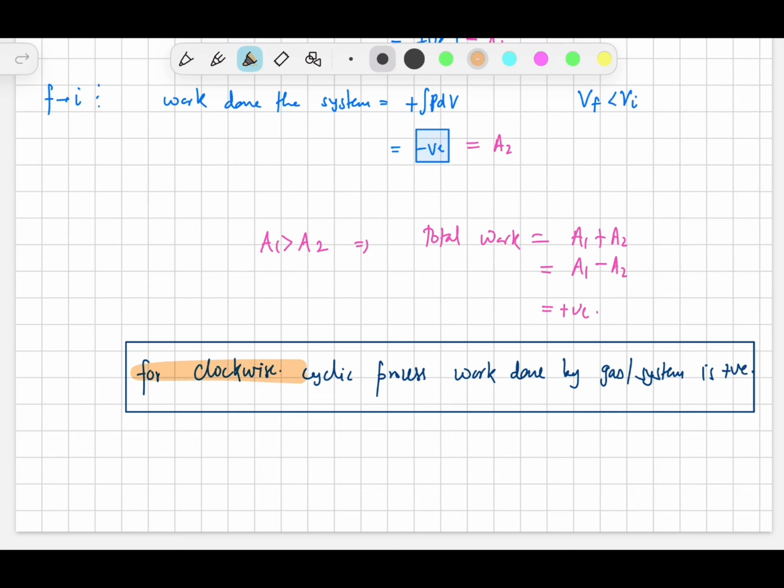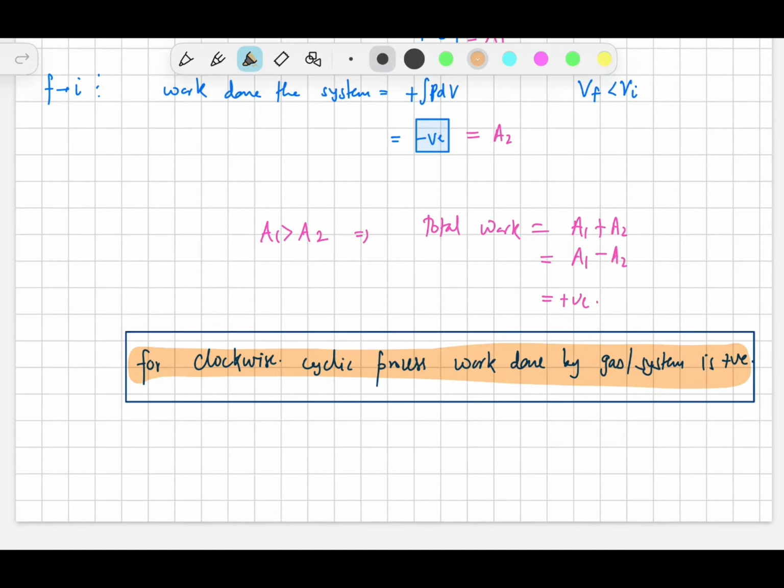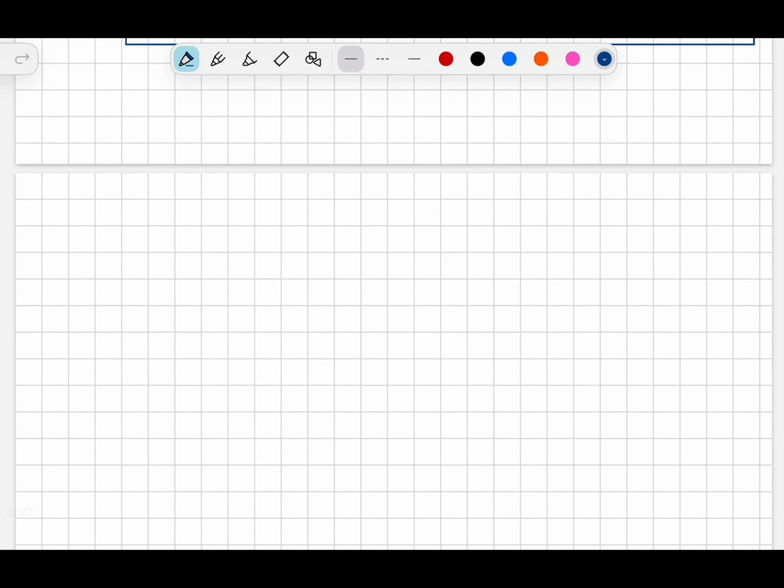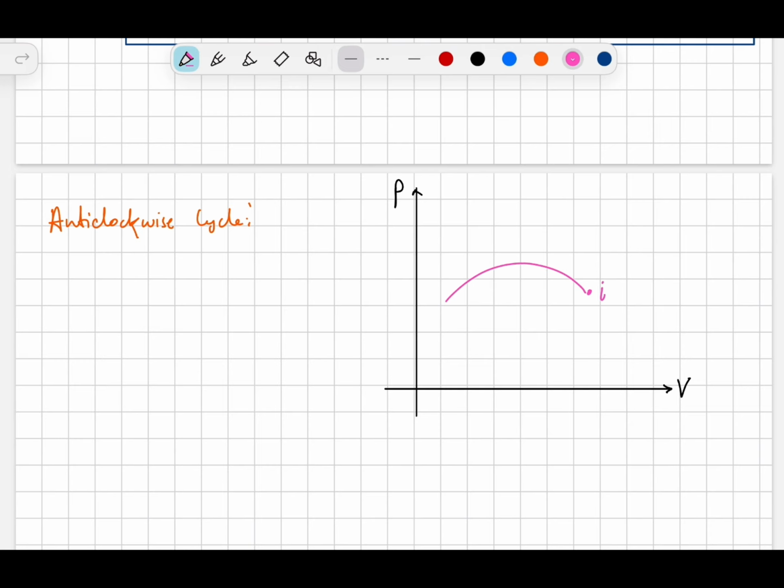That was the point here. For clockwise cycle, the work done by the gas is positive. And if you see the anti-clockwise case here, if the cycle is anti-clockwise, second case, so suppose this was the initial position and this was the final position, right? And then it goes like this. So this cycle is anti-clockwise.